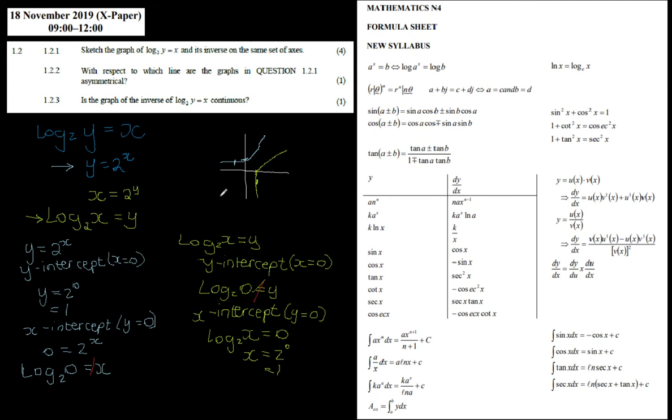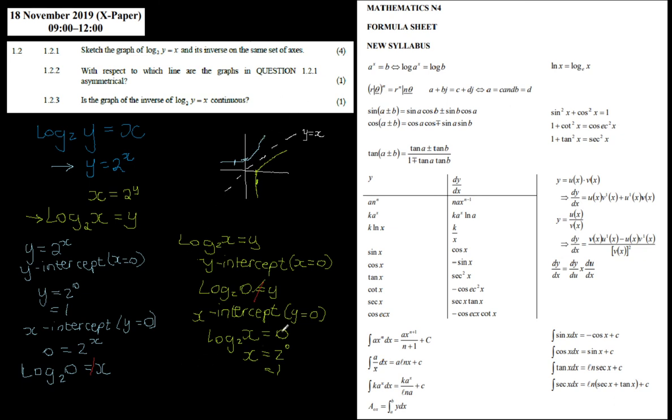And because these two graphs are inverse functions of each other, it means that they should, if drawn, be symmetrical about my y equals x line. So if I fold it on my y equals x line, they should be symmetrical. If you fold on it, they should lie on top of each other. So that is then question 1.